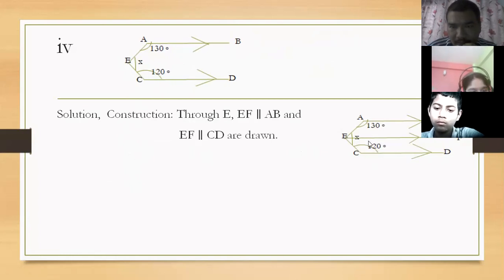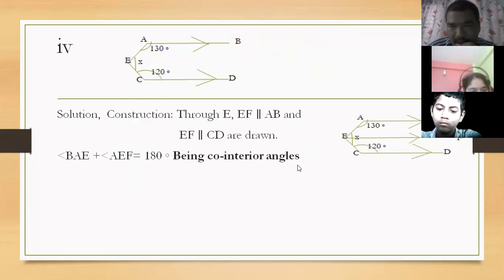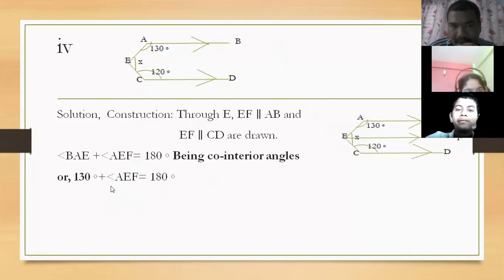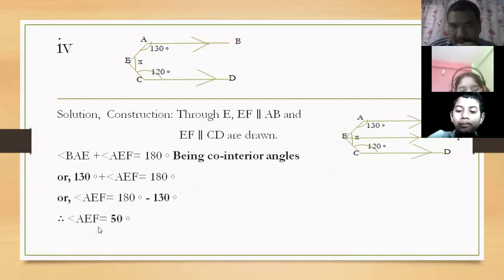EF parallel to AB and EF parallel to CD are drawn in this figure. And what we did here, this upper part, look here, BAE and AEF. These two angles are co-interior angles. That's why we found the value of AEF. AEF comes 50 degrees, this upper one, because these two angles are co-interior angles, okay?